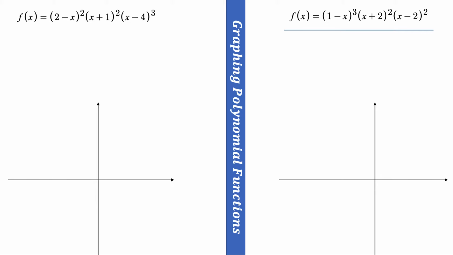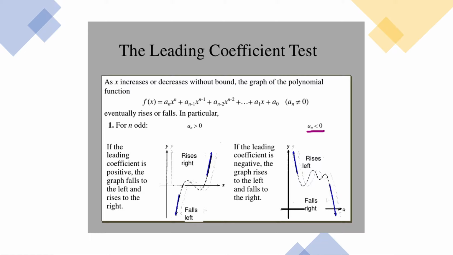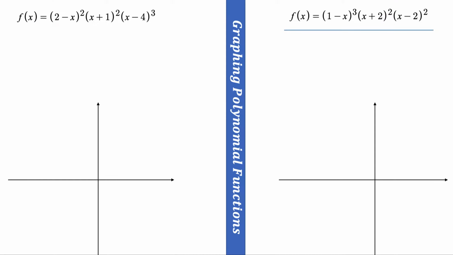And let's check with the leading coefficient test. If the degree is odd and the leading coefficient is positive, greater than 0, then on the left side the endpoint falls and on the right side it rises. So it falls on the left side and rises on the right side, the endpoints.